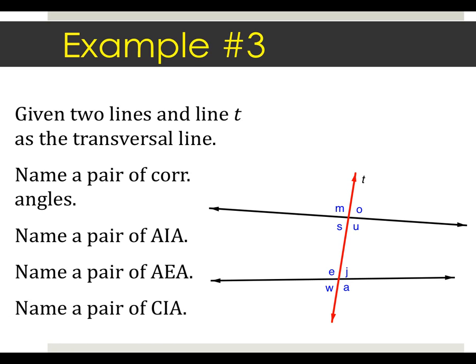Such enthusiasm. Where are the consecutive interior angles? No, we heard from you, Matt. Mache. S and E, U and J. Good. And then the other one I forgot was the CEA. Where are the CEAs, Turner? M and W and O and A. Well done. Golf clap. I think everybody's happy. Great.